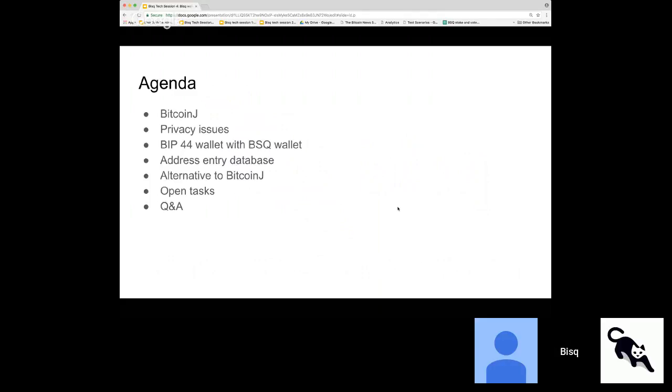Since a year or so, we are using BIP44, and I'll give a little bit of background about this and the BSQ wallet. We are using an internal database structure connected with the wallet, the address entry database. We'll talk about this. There are also some ideas and considerations to move away from BitcoinJ, mainly because of these privacy issues, and we can talk a little bit about which alternatives are out there. Then about open tasks, what should be done in this area, and of course at the end, time for questions.